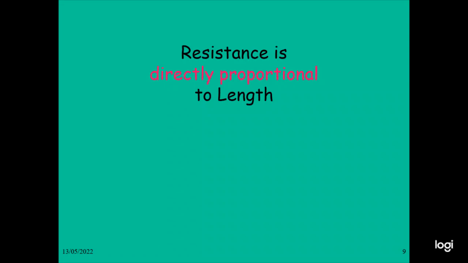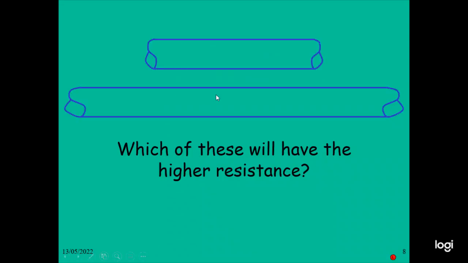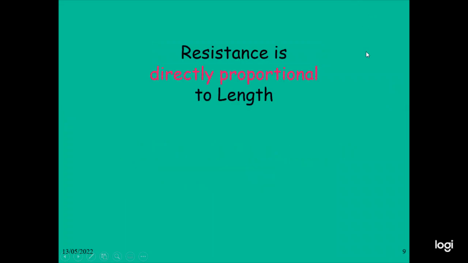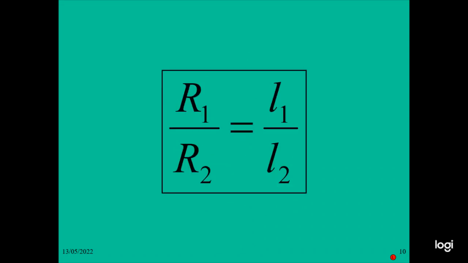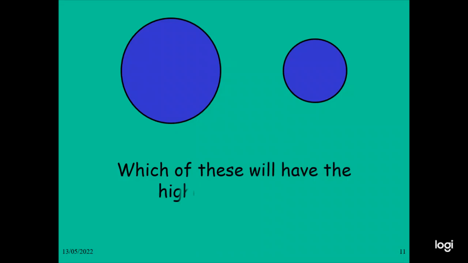Resistance is directly proportional to length. So in this case, the longer the wire, the more resistance. So R is directly proportional to L. R is resistance, L is length. So in this case, R1 by R2 equals L1 by L2. And if we use a smaller cross section area, we get the higher resistance.